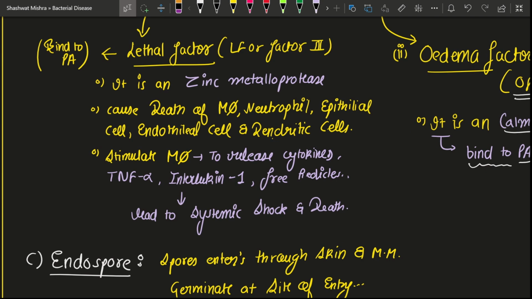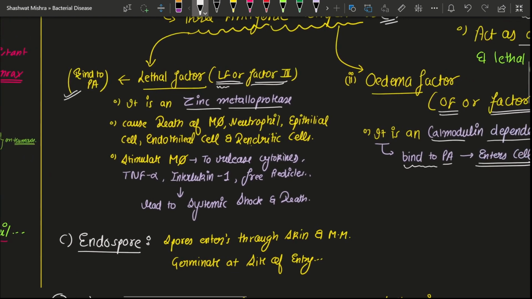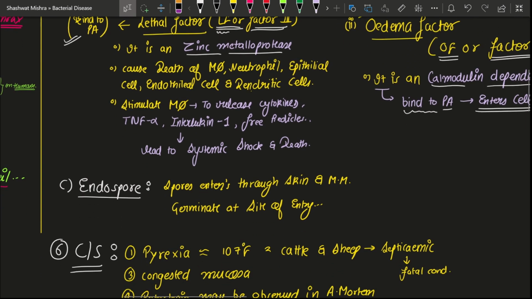Now coming on to the next factor, which is the lethal factor. Same as earlier, it also binds to the protective antigen. It is designated as LF, or factor number three. It is a zinc metalloprotease. What was the edema factor? It was the calmodulin dependent adenylate cyclase, while the lethal factor is a zinc metalloprotease, right?